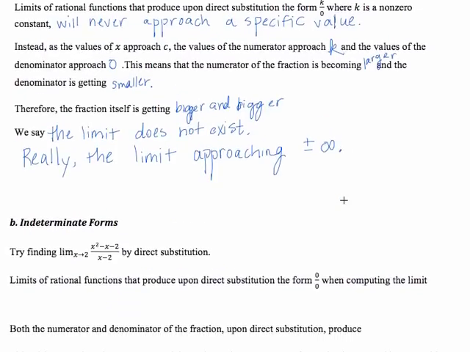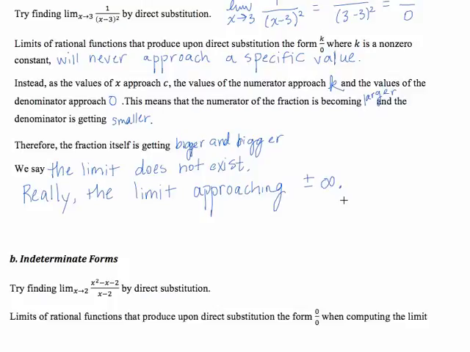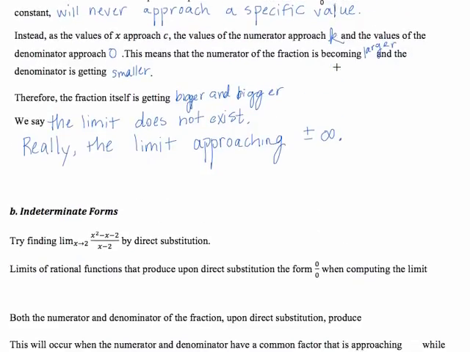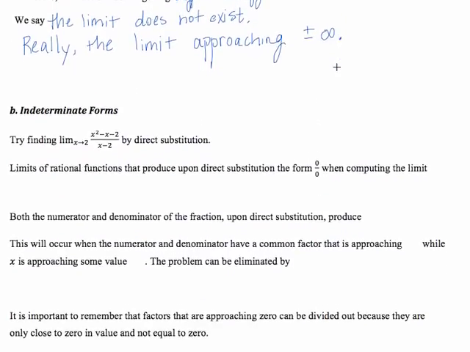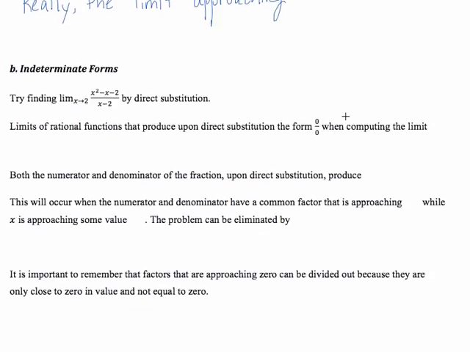The other type of issue that happens is not when you get a number divided by 0, but sometimes you get what's called an indeterminate form, and 0 over 0 is the most common indeterminate form, although there are others as well. So we're going to try to find this limit. The limit as x approaches 2 of (x squared minus x minus 2) all over (x minus 2) by direct substitution.